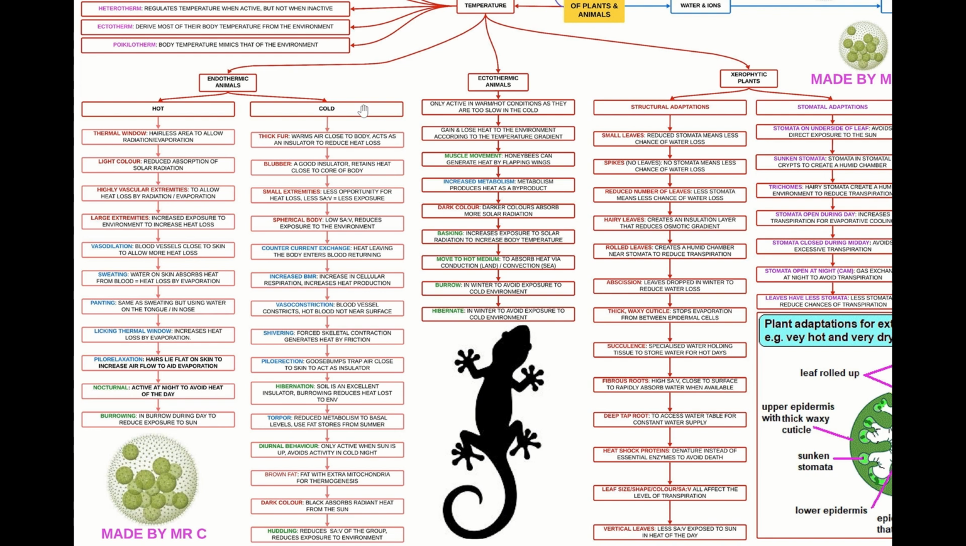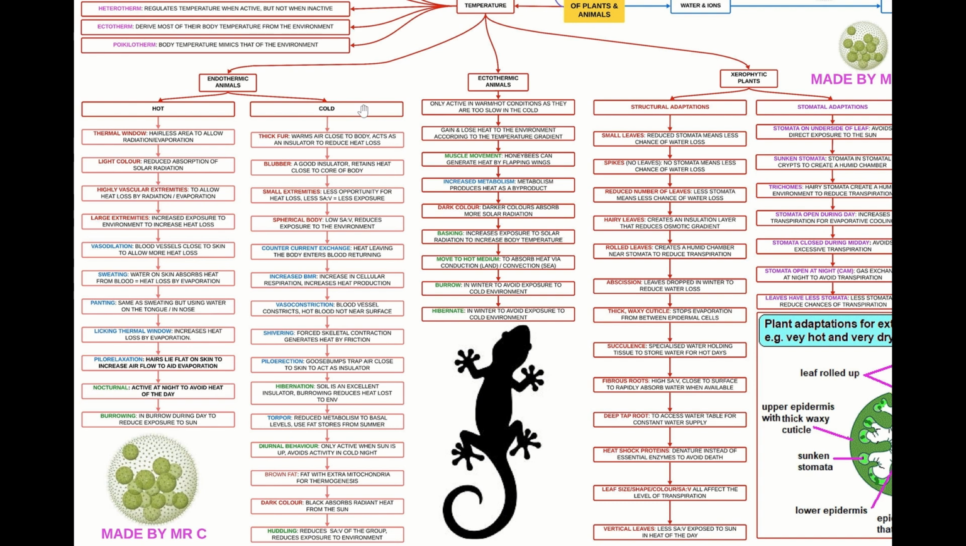Hibernation is when an organism goes underneath the ground to avoid the cold environment. Torpor is a condition with a reduced metabolism just above basal levels and allows the organism to use its fat stores that it gained over summer. Diurnal behavior, only active during the day so that it can access solar radiation, and it avoids activity in the cold of night. Brown fat is fat with extra mitochondria that can be used for thermogenesis.